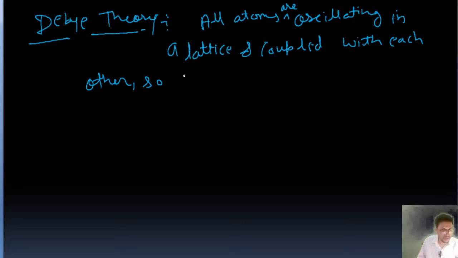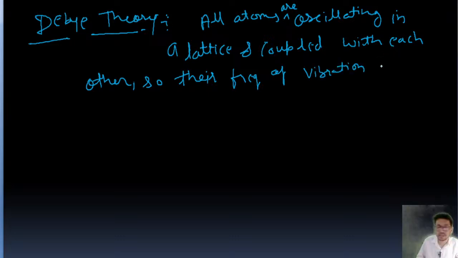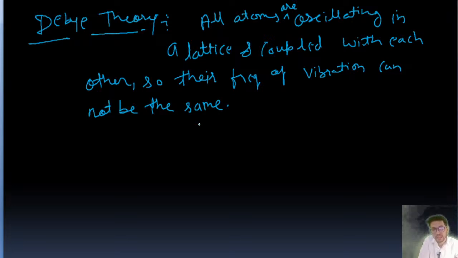So their frequency of vibration cannot be the same. All atoms are oscillating in a lattice and coupled with each other, so because of that their frequency of vibration cannot be the same. In classical mechanics, it is supposed that the frequency of vibration of harmonic oscillators is the same, but here it is not, because they are oscillating as well as coupled with each other. So that's why the frequency of vibration cannot be the same.